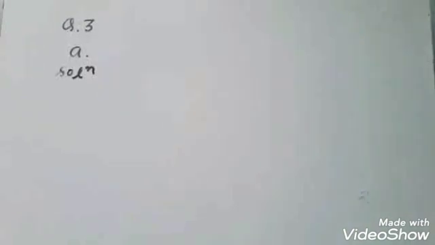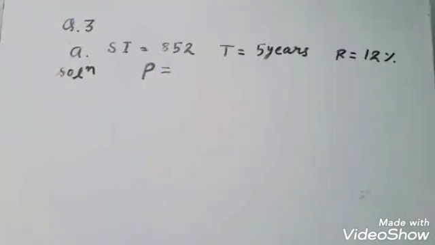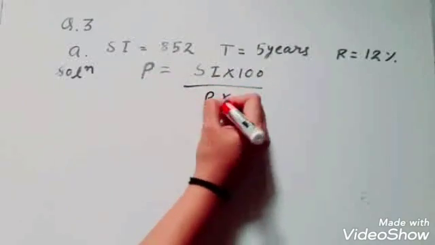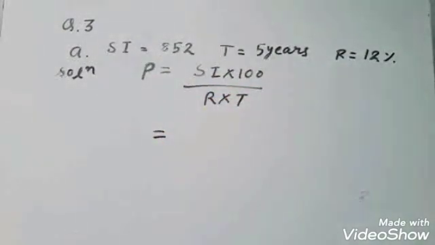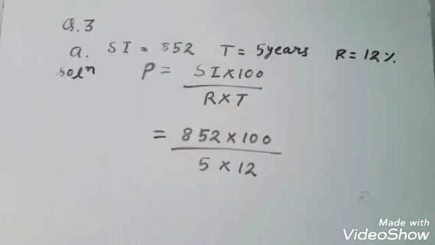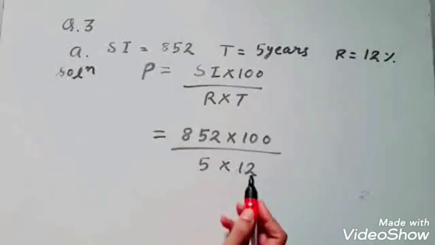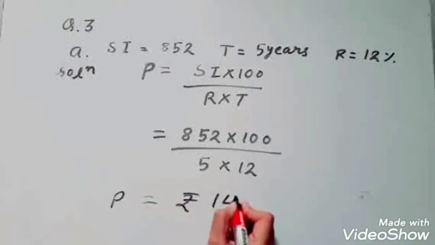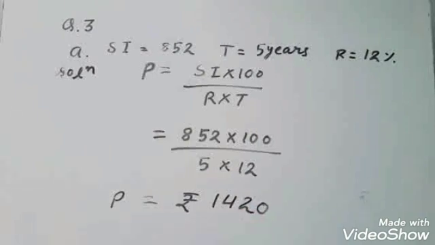Let's move towards question number 3. Find the principal. Simple interest is given, time is given, and rate of interest is given. We need to calculate principal. So, the formula for calculating the principal is SI into 100 upon R into T. Now, we will put the values in this formula and we will simplify it and we will calculate it and we will get our principal, that is 1,420 rupees.